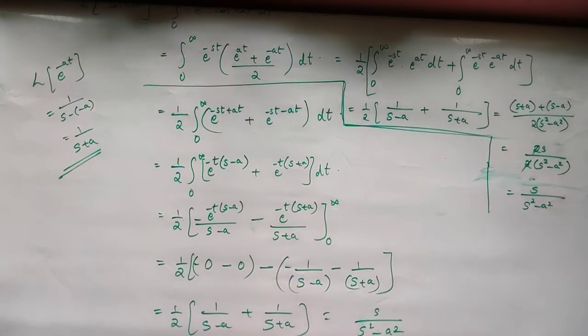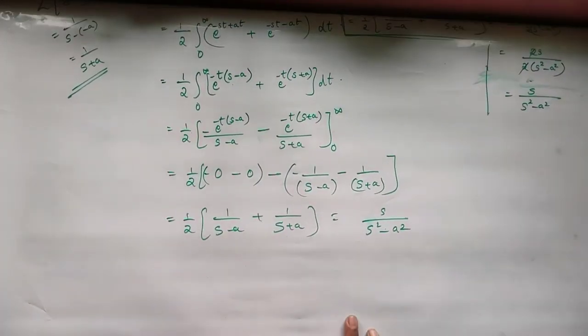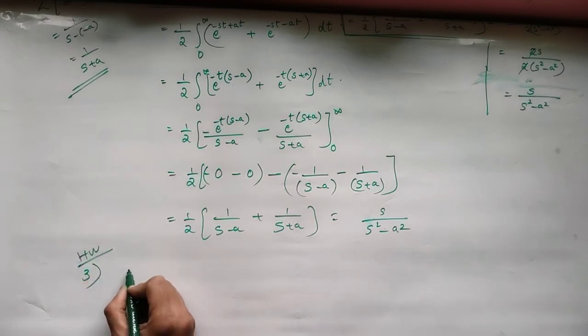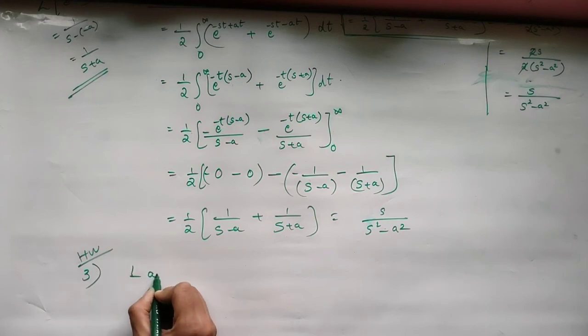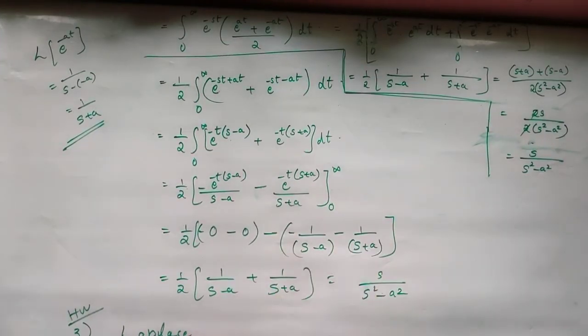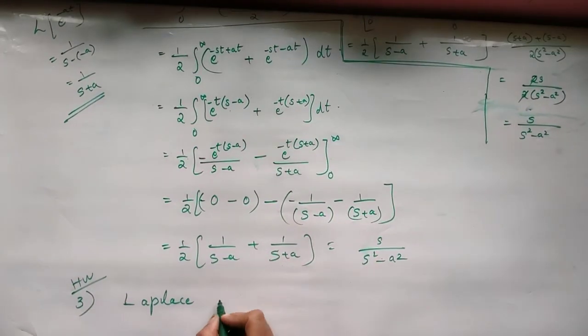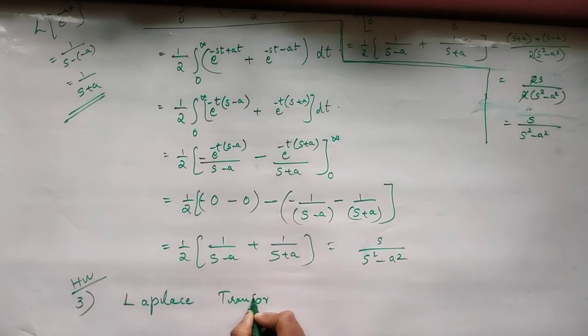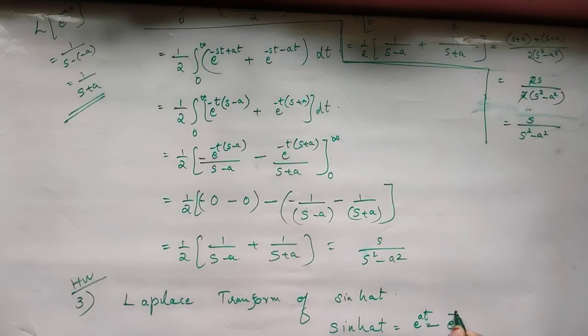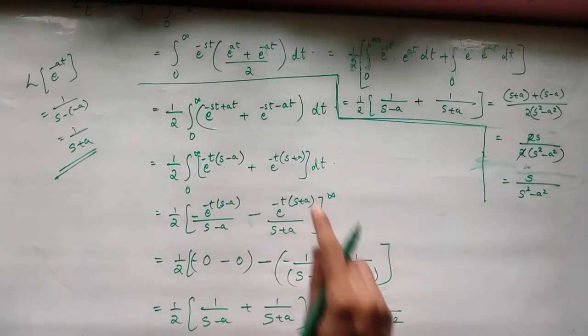Now similarly, I want to give you one problem as homework. Take down the homework: find the Laplace transform of sine hyperbolic at. Same formula, the only thing I'll let you know is that you are going to use sine hyperbolic at as e to the power at minus e to the power minus at divided by 2. Only here you get a minus sign.